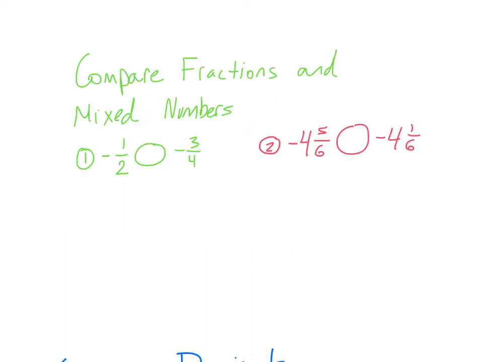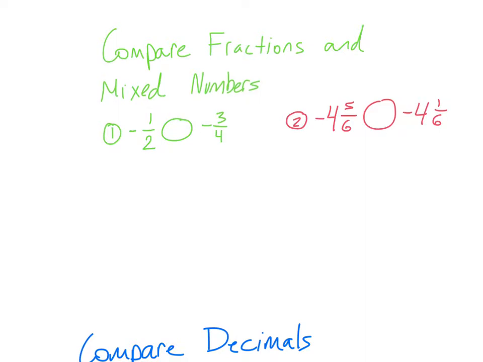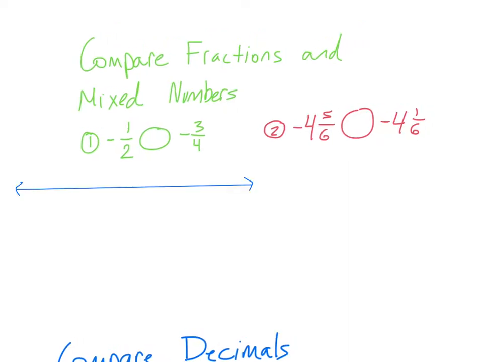Now we're going to compare some fractions and some mixed numbers, also using a number line. We're going to compare negative 1/2 and negative 3/4, and in here is going to go either a greater than sign or a less than sign. The way we're going to do that is we're going to construct a number line. There's my number line, and we've got a negative 1/2 and negative 3/4.